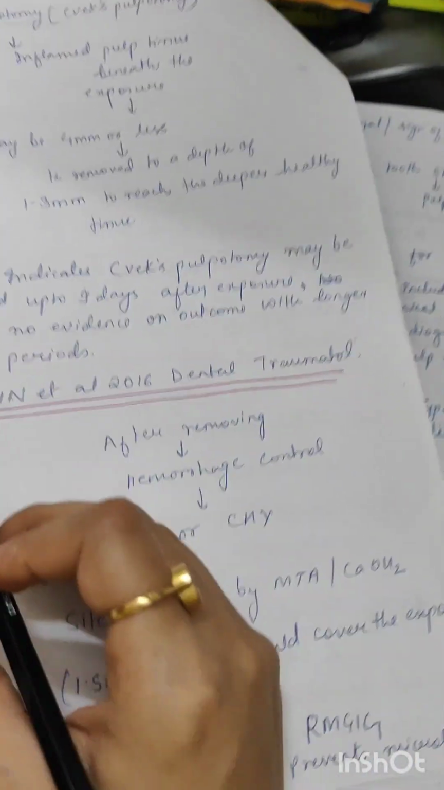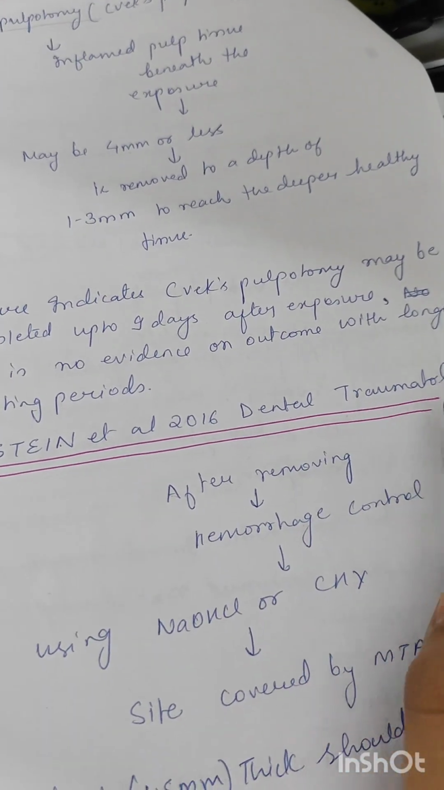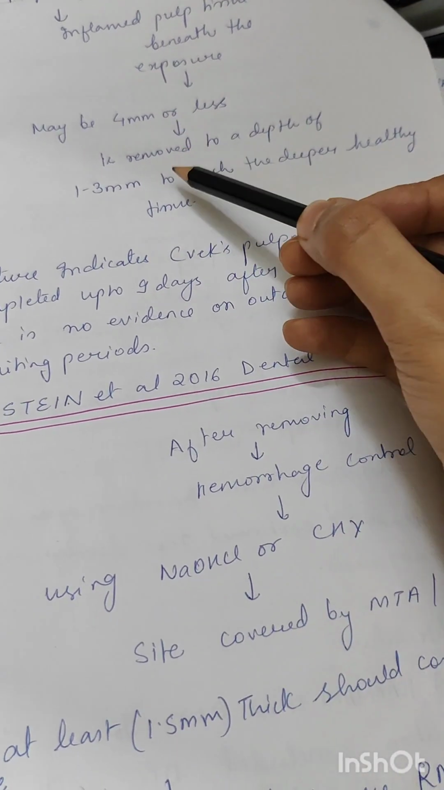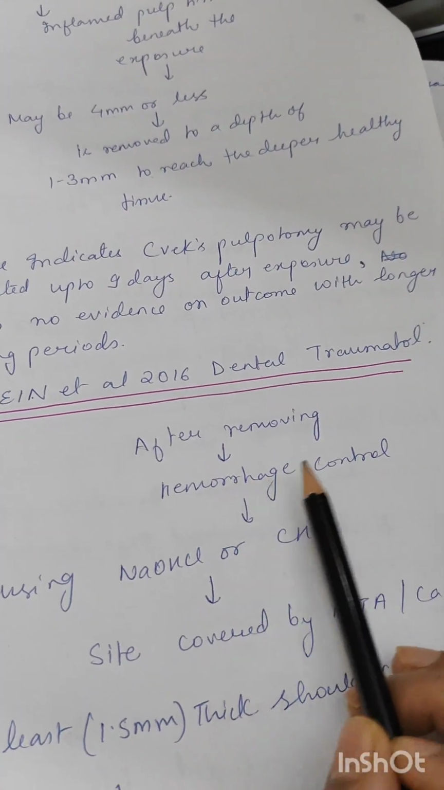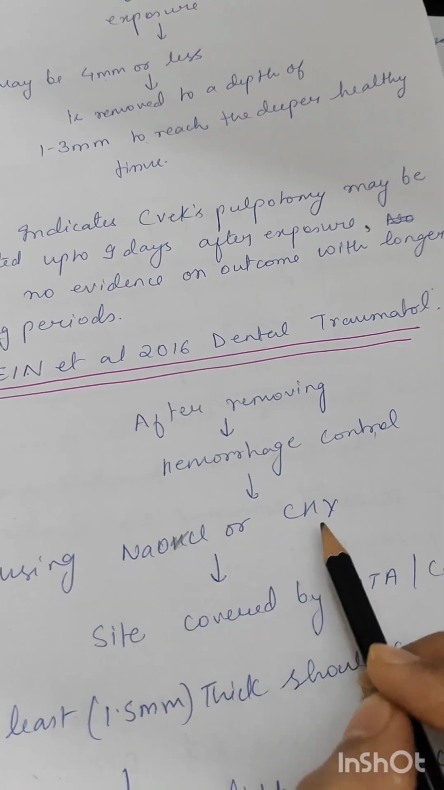This was concluded by Bimstein et al. 2016 in the Dental Traumatology Journal. Then after removing 1 to 3 mm, hemorrhage control should be done using sodium hypochlorite or chlorhexidine.